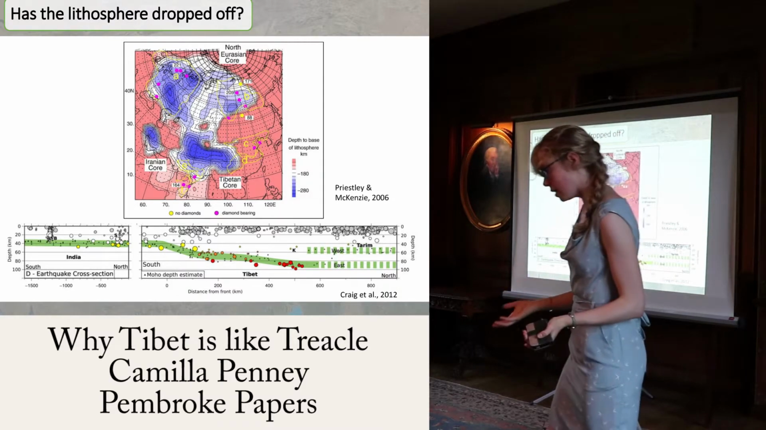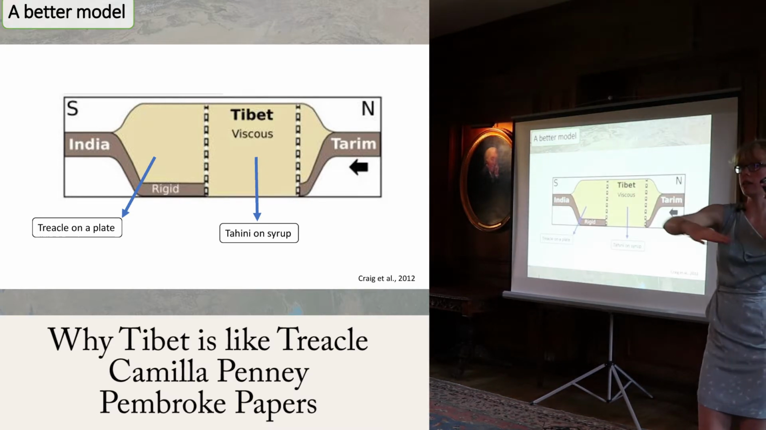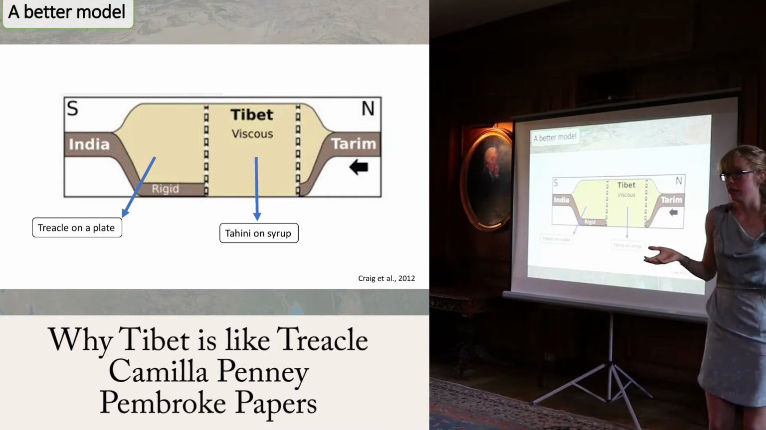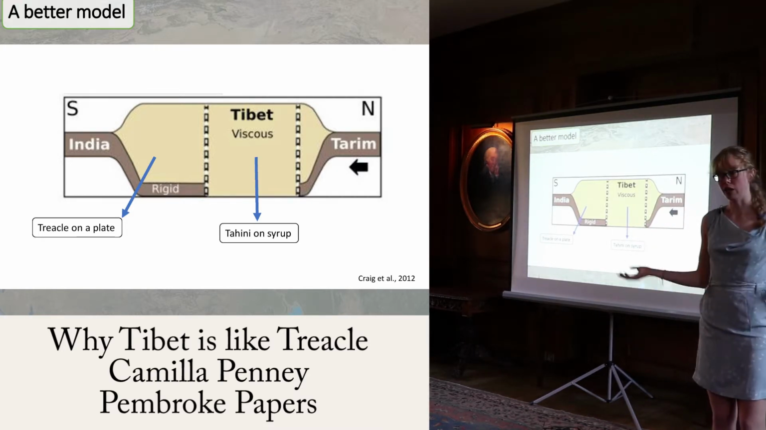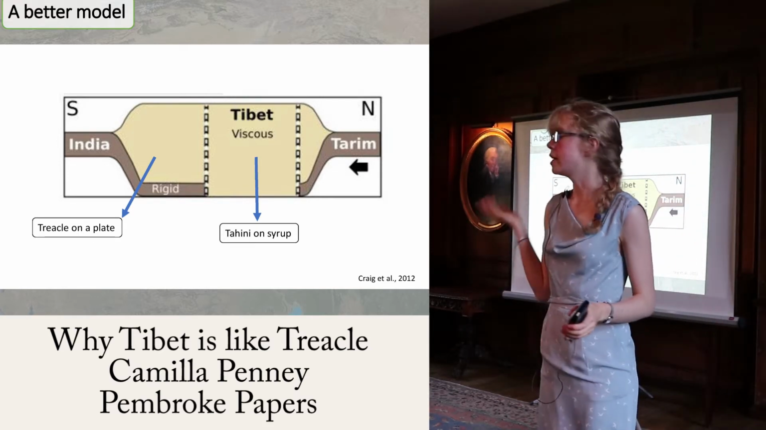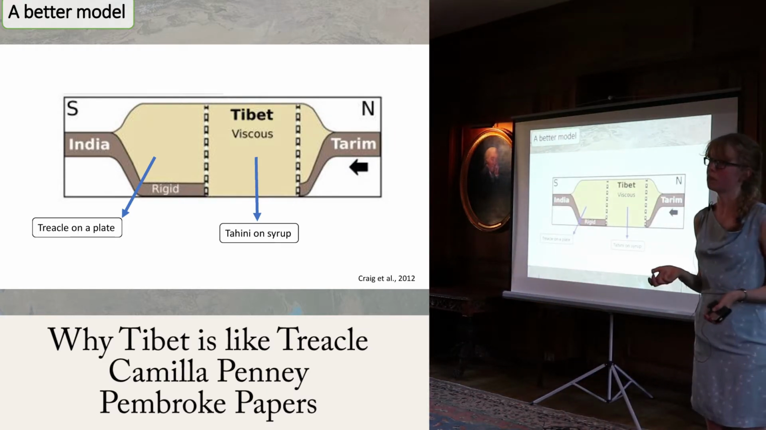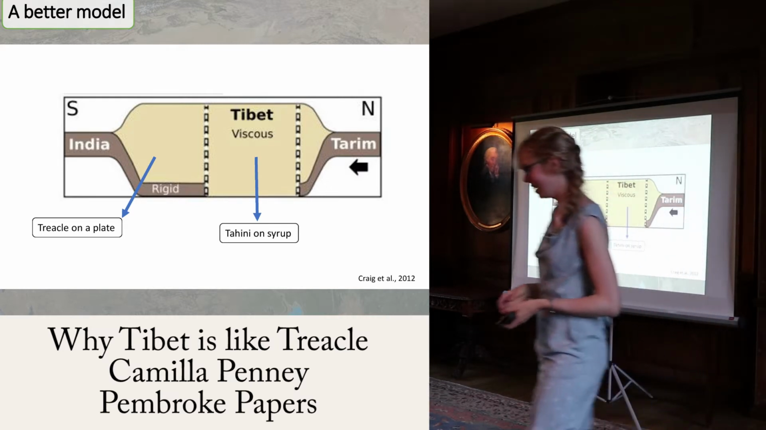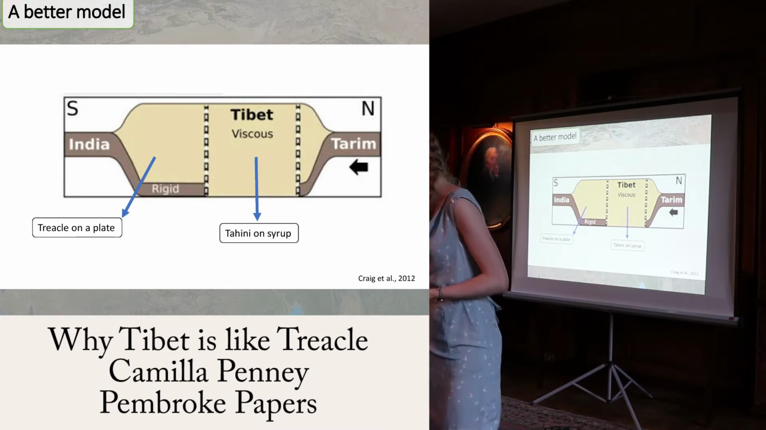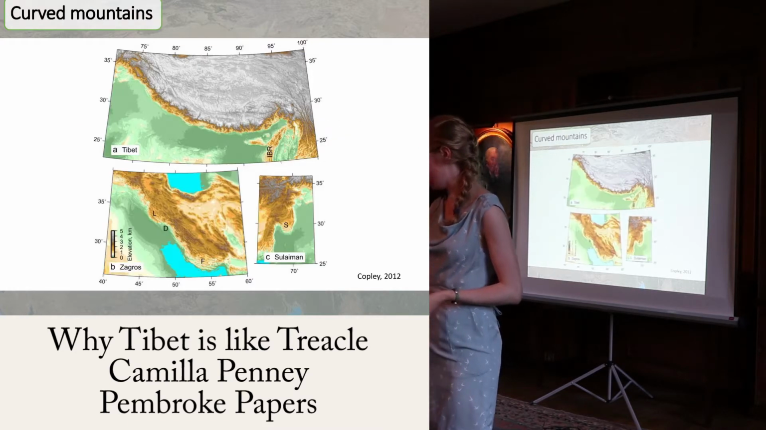And what we think instead is that India, when it collided with Tibet, has gone slightly underneath. And so it provides a kind of rigid base. And so what's actually happening is that the southern part of Tibet is like the treacle on a plate. And the middle part of Tibet, or the northern part of Tibet, is more like the tahini on syrup example. Which makes it a bit more complicated, but there you go. I should also say super viscous treacle and tahini. I mean, you're not going to see this stuff moving. Okay, so that explains some of how Tibet works.